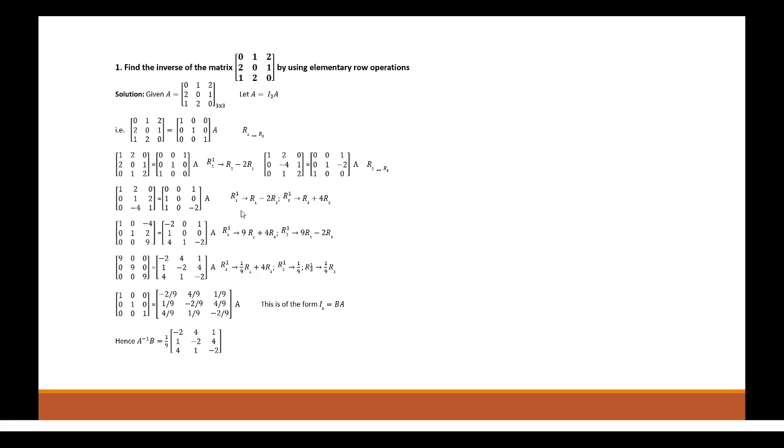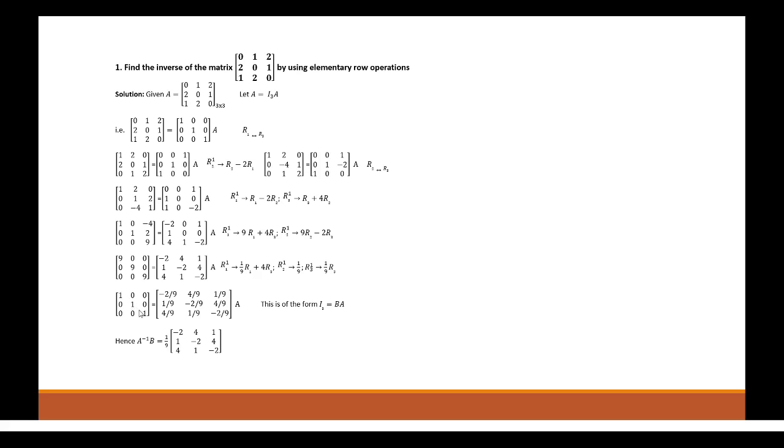Then again operate the row operations. R1 dash is equal to R1 minus 2R2. Then R3 dash is equal to R3 plus 4R2. We get this matrix. Then once again apply R1 dash is equal to 9R1 plus 4R3. Then R2 dash is 9R2 minus 2R3. We get this matrix. The principal diagonal elements must be unity. Once again apply these row operations. We get I3.